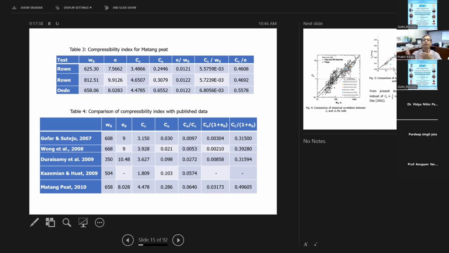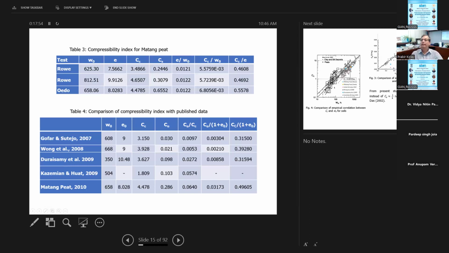A higher compression index will give more settlement. So it's very high. In most cases, the compression index is less than some fraction. So now it is 3, 4. This is really extremely high. So that's why we normalize those compression index values.